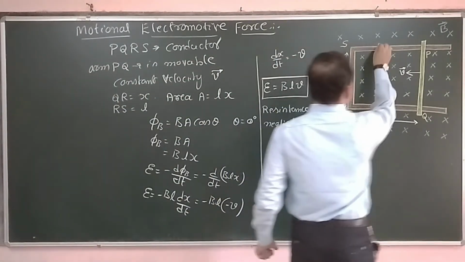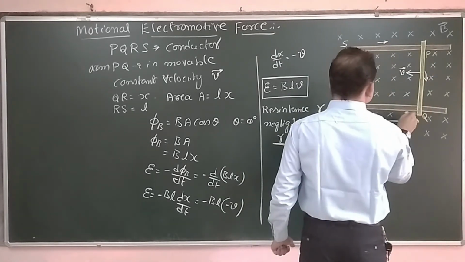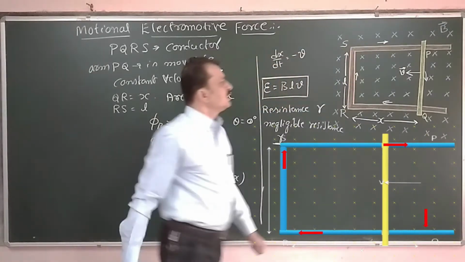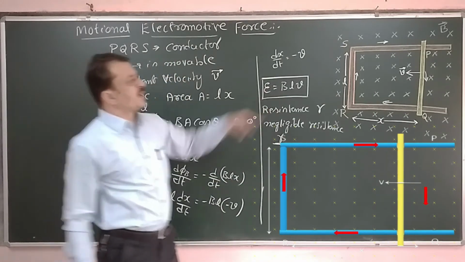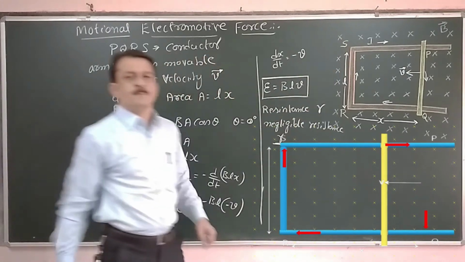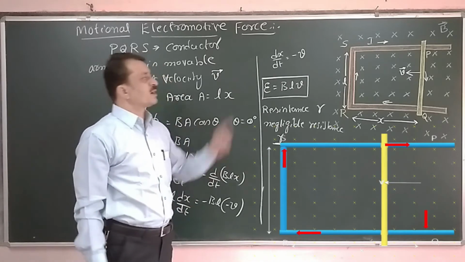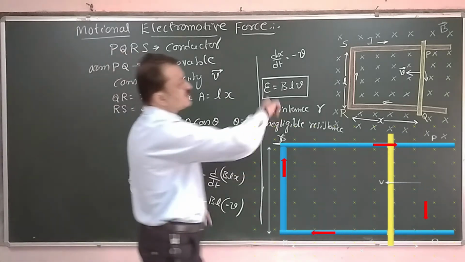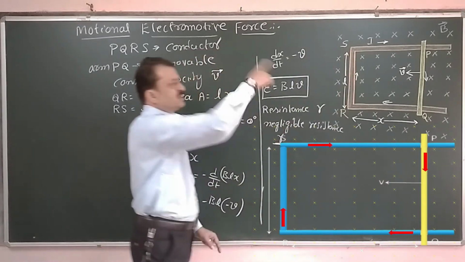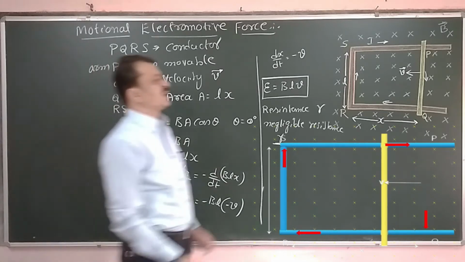Now the direction of the current is from P to Q, from Q to R, from R to S, and then P, as shown in the diagram. But in the textbook they have given it in the reverse direction. Please make a correction of that. The current is flowing from P, Q, R, S and P, that is, in the clockwise direction.